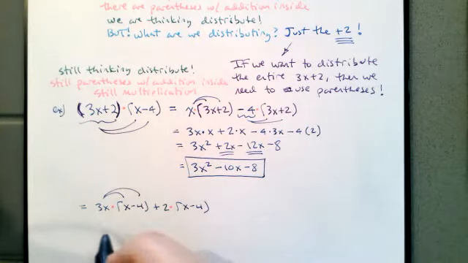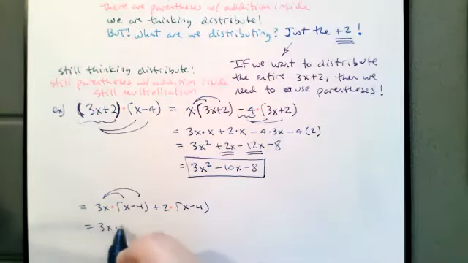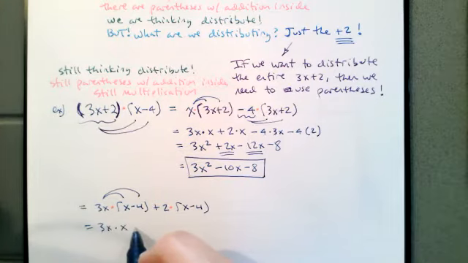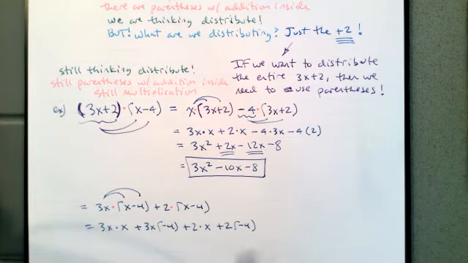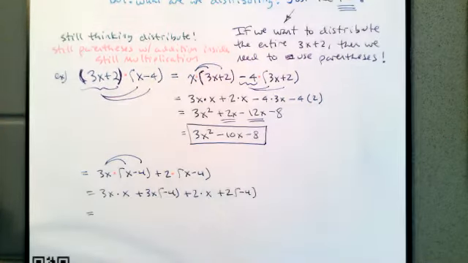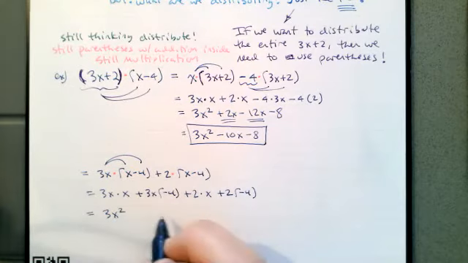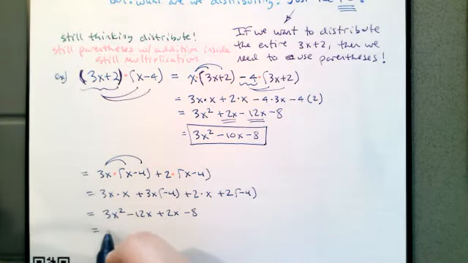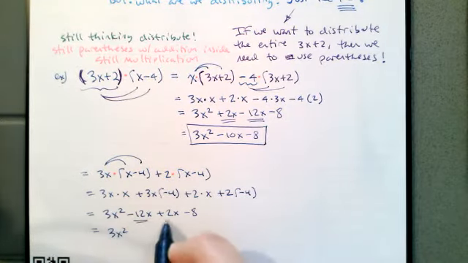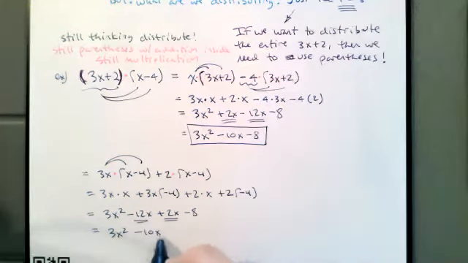We'll have 3x times x plus 3x times negative 4 plus 2 times x plus 2 times negative 4. And it's still the same four terms that we had before: 3x squared minus 12x plus 2x minus 8. So we get 3x squared, same two like terms, minus 10x minus 8.